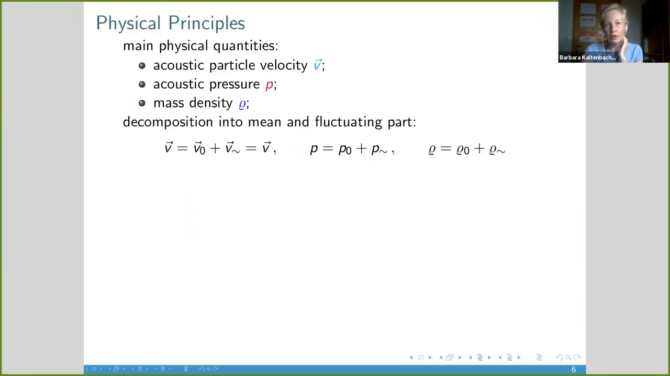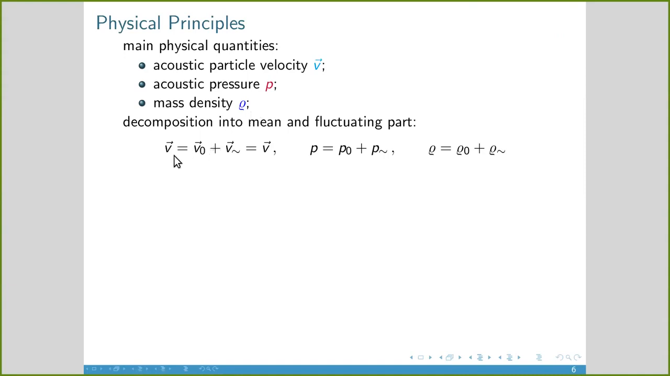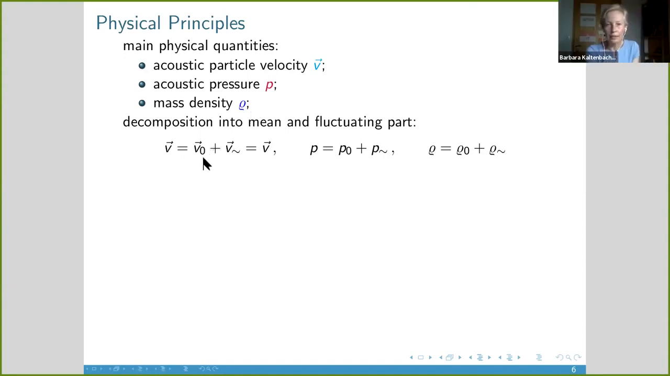So the basics of modeling come from the basics of acoustics. The main quantities in acoustics are the acoustic particle velocity, acoustic pressure, and mass density. All of them depend on space and time. Usually they are decomposed into a mean part that is constant in space and time, and a fluctuating part. The mean part is always the one denoted by 0, and the fluctuating part denoted by this tilde here.